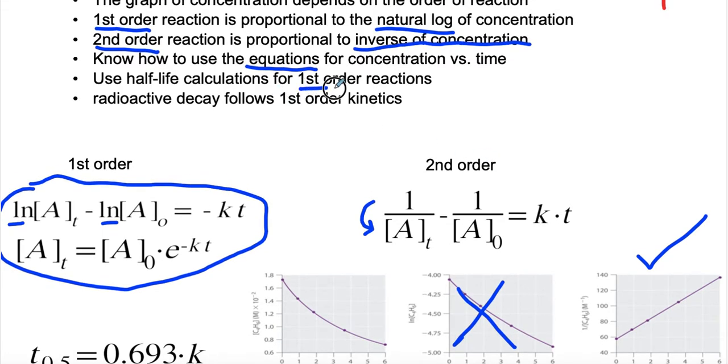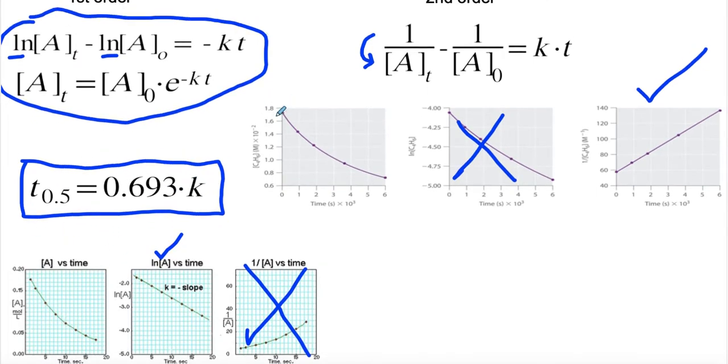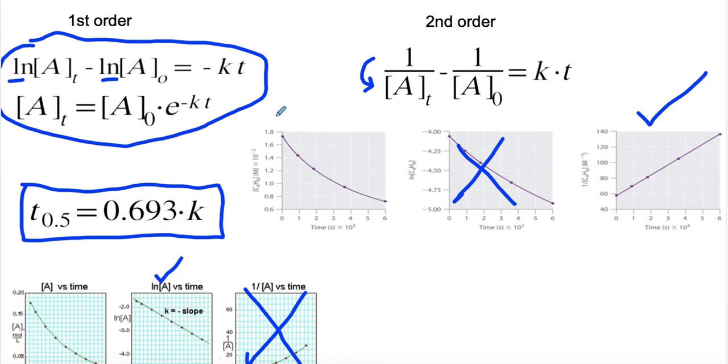For first order reactions, you can also use the half-life calculations, and down here is the formula for the half-life calculations. So the half-life time is 0.693 over k, which is the rate constant, and that is going to give you your half-life, and you can use that. So remember the half-life: every time you reach this amount of time, the half-life time, your concentration will be halved.